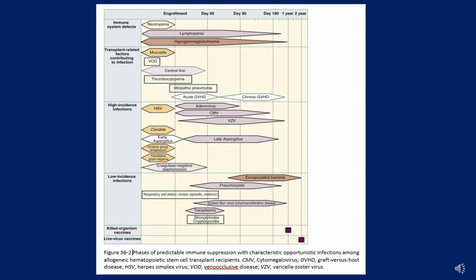Pause the video and carefully scrutinize Figure 36.2 illustrating the phases of predictable immune suppression with characteristic opportunistic infections among allogeneic hematopoietic stem cell transplant recipients before advancing to the next slide.